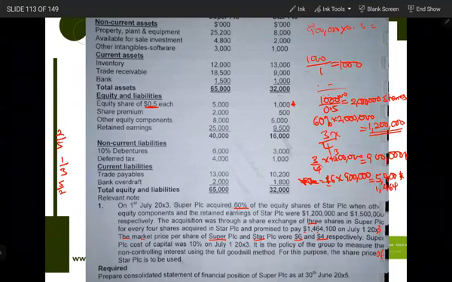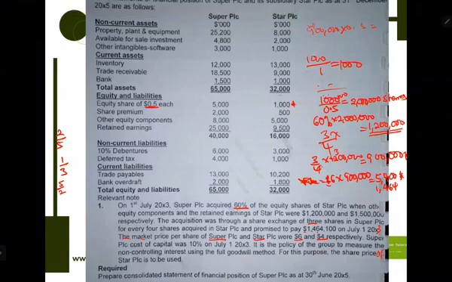Then the acquisition was through share exchange. We are through with that for every share. Promise to pay. When they say promise to pay in a future date, that is an obligation. It's promised to pay 1,464 on July 1, 20x7.